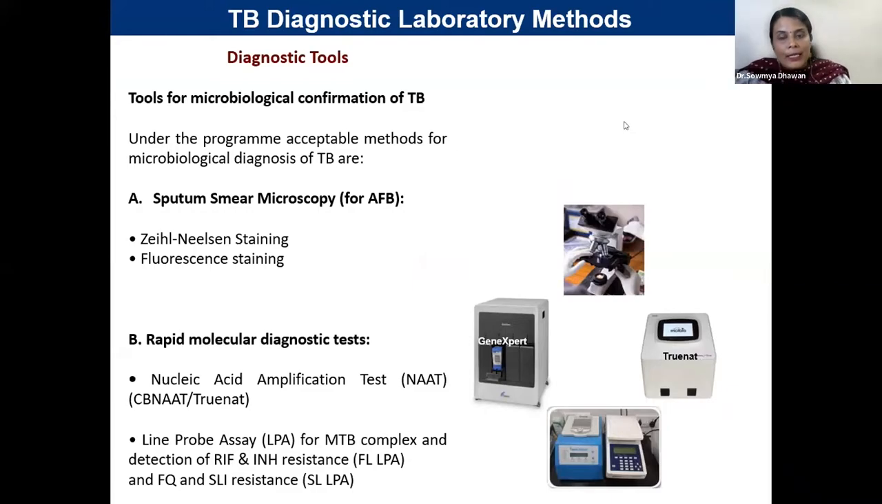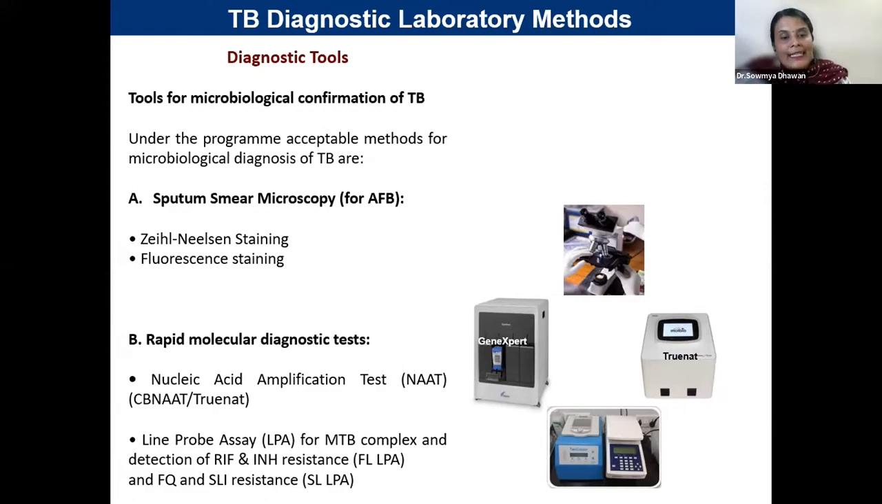So what are the TB diagnostic laboratory methods? The tools for microbiological confirmation of TB under the program, as acceptable methods for microbiological diagnosis, include, as we already discussed, the sputum smear microscopy, which is available in a designated microscopy center. The techniques include the Ziehl-Neelsen staining as well as the fluorescent staining, depending upon the load of the laboratory, and also upon whether it's a diagnostic sample or a follow-up sample, which in turn depends upon the laboratory's workflow.